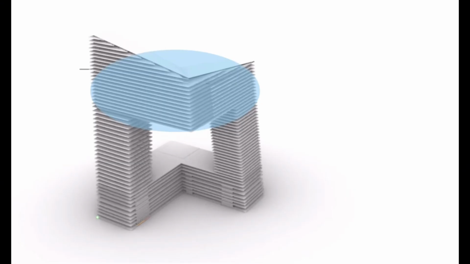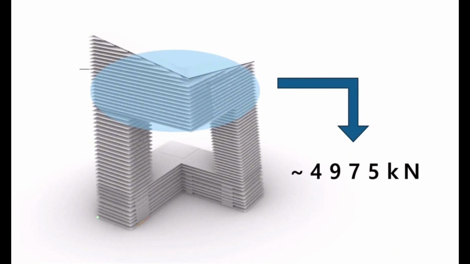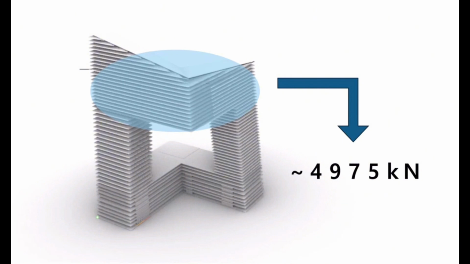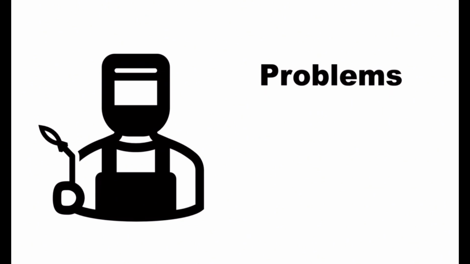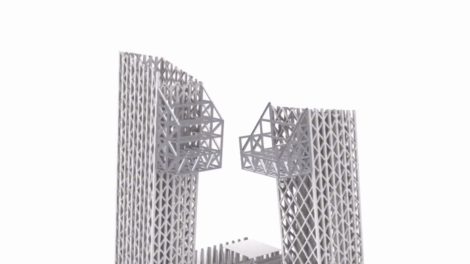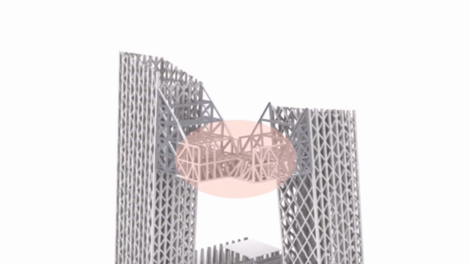These lifted members are joined by welding. The maximum internal force of the cantilever reached 4,975 kN, and a high-strength SIG plate fully penetrating weld connection is required to create a structure that can withstand such large forces. Welding of high-strength SIG plates typically takes a long time and requires a lot of continuous welding, which has led to the inability to weld both ends of the cantilever at the same time.